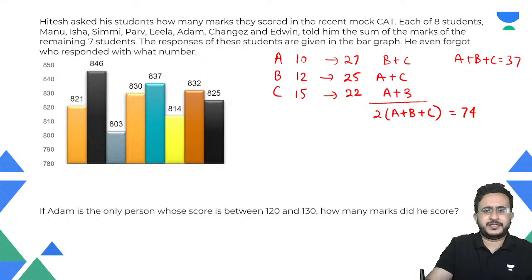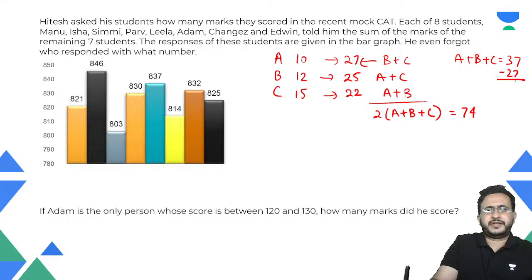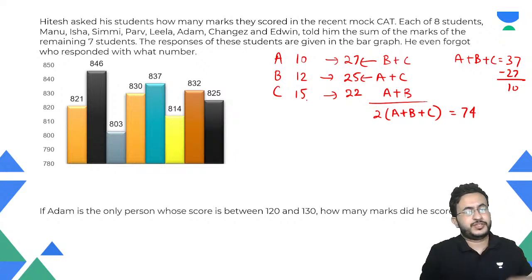Okay, A plus B plus C is 37. Now we already know B plus C is 27. So we subtract 27 from it, we will get A equal to 10. A plus C is 25, so subtract, we will get B equal to 12. And similarly, if we subtract A plus B from A plus B plus C, we will get C, that is 15. So this is how we shall be doing it.